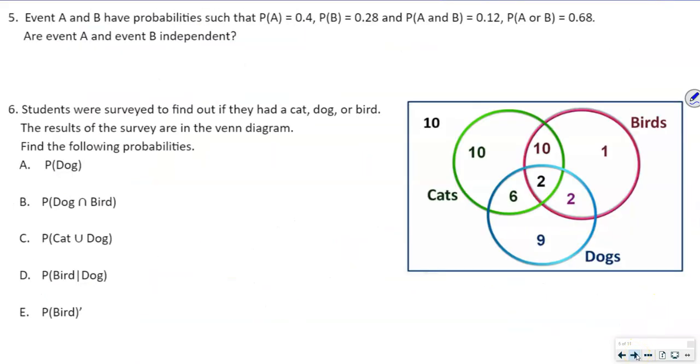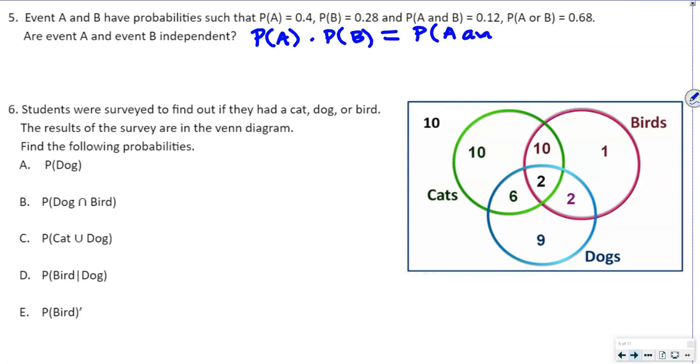So this next one says events A and B have probabilities such that A is 0.4, B is 0.28, the probability of A and B is 0.12, the probability of A or B is 0.68. Are the events A and B independent? Now remember, when we do this, we're looking at the probability of A times the probability of B, and we want to know, is that equal to the probability of A and B, okay? If it's not equal to A and B, it's not independent, okay?